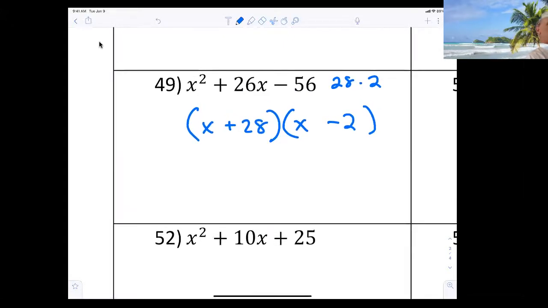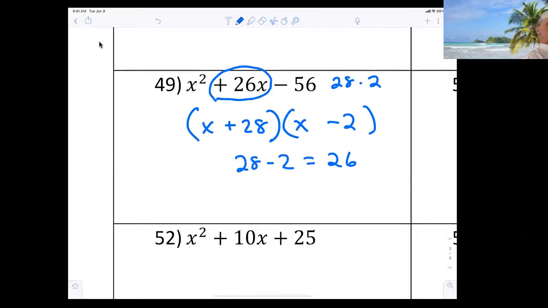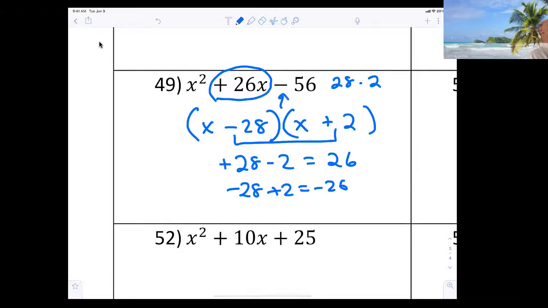Okay, look here, kiddo. This is positive 26, right? 28 minus 2 is positive 26. So I want this to be positive and the 2 to be negative. If you did it this way, watch me now. If you put this negative and this positive, it'd be negative 28 plus 2, which would be negative 26, because you're multiplying negative times a positive, which gives you that negative.